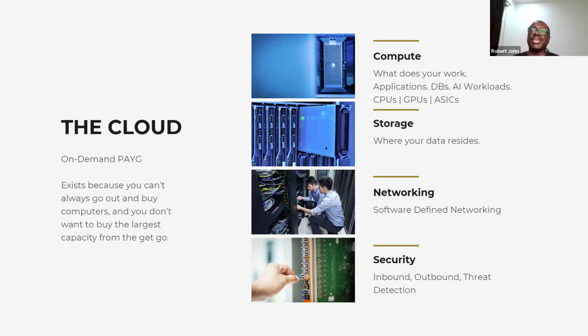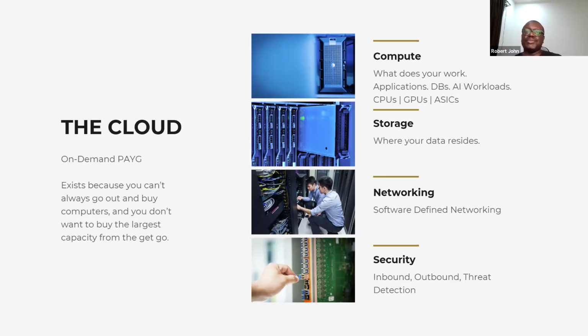So your compute is where you choose. When you set up a cloud infrastructure, you can choose how many CPU cores you want to have. You can choose whether you want GPUs and how many of them. Your storage is what holds your data.